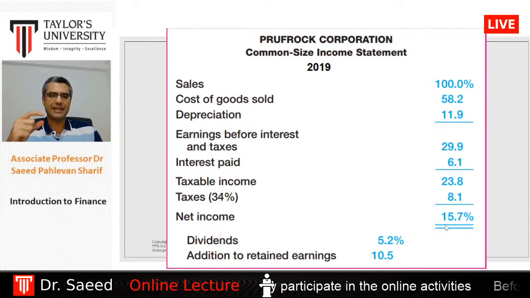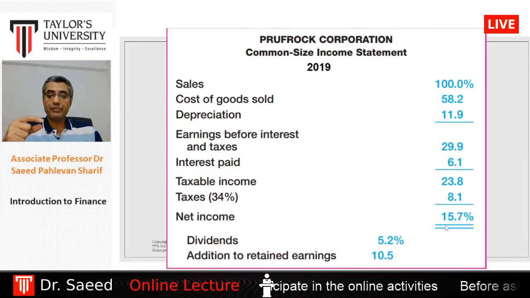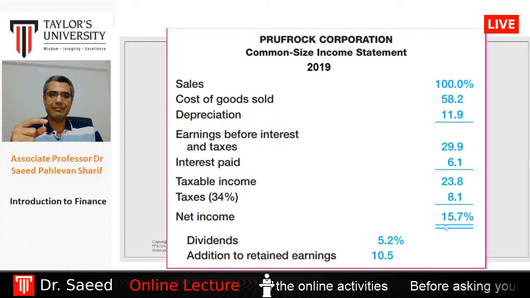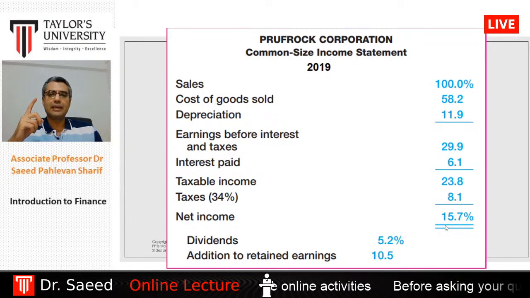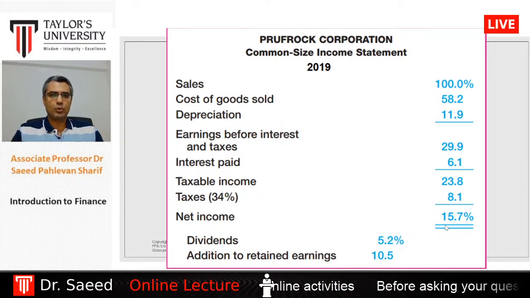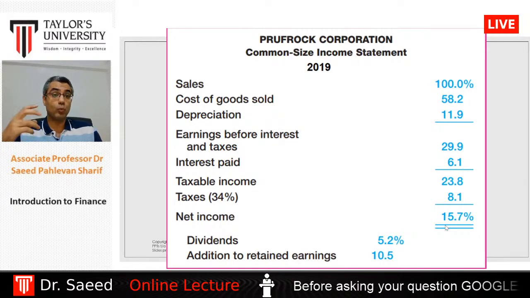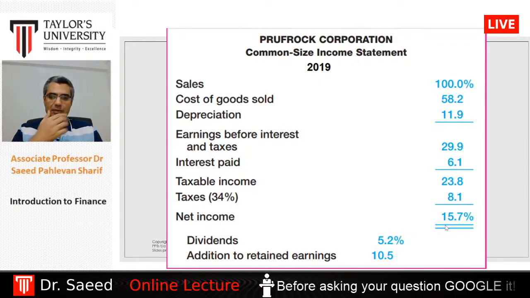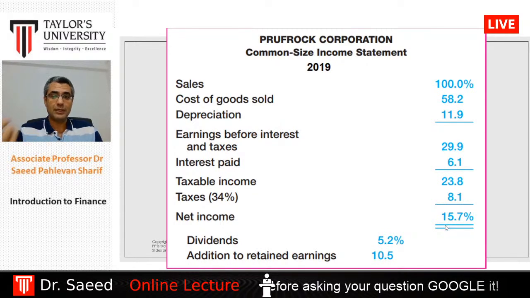So this company can generate 15.7 cents net income for $1 in sales, right? So now you can compare different companies, right? Maybe you can see which company is doing better in terms of converting sales into net income, right? Because net income is important for the company.